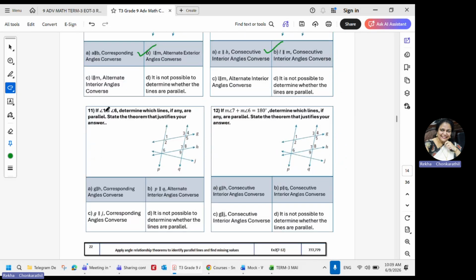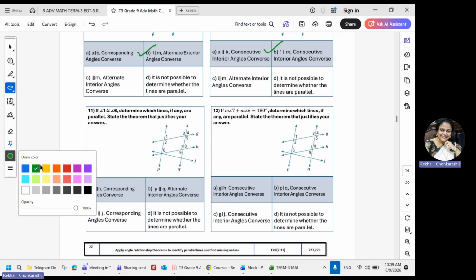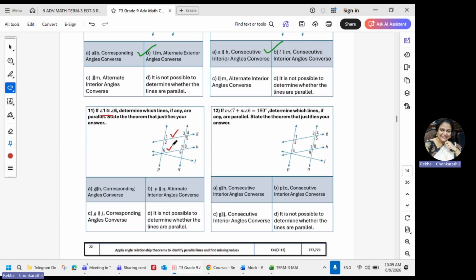Question 11, 1 and 6. Let me change the color. 1 and 6. Where is 1? This is 1 and this is 6. So these lines are from parallel lines G and H, not J. You can see J is not parallel. So G and H. And what are these angles called when you consider G and H? They are in the same position. So isn't it corresponding? So lines G and H are parallel, and because of the corresponding angle converse, they both are parallel.